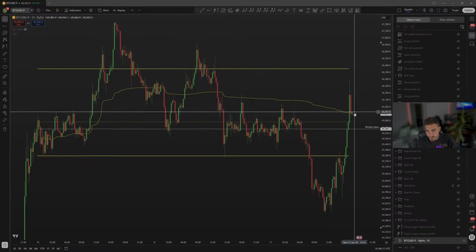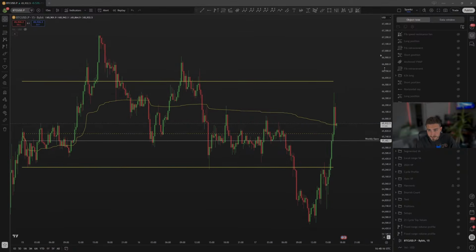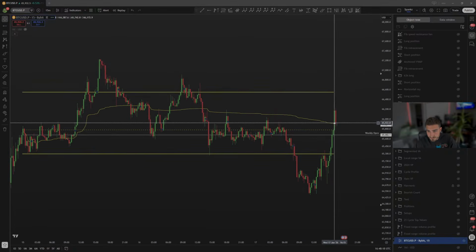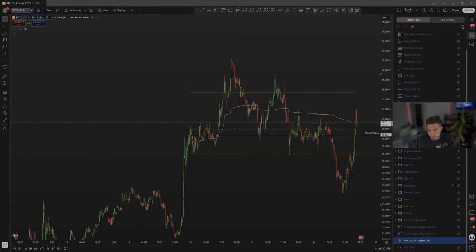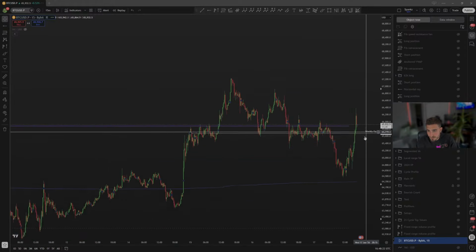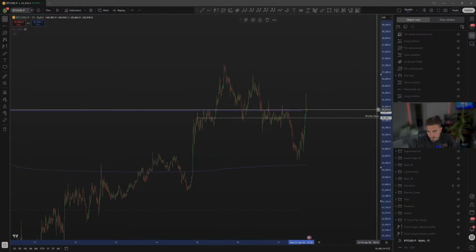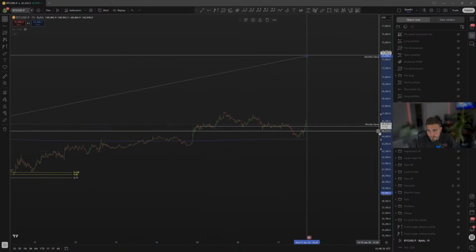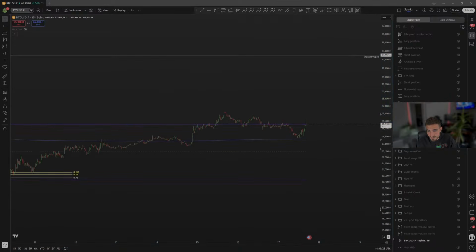So if we flip this weekly VWAP into support, I don't see why this wouldn't be another good base structure to have for a move back up into value, right? Same thing with monthly, right? So you have your monthly profile. I like mine in purple, so I just keep mine in purple. But it's the same thing, right?